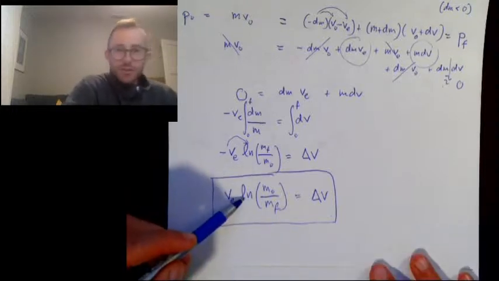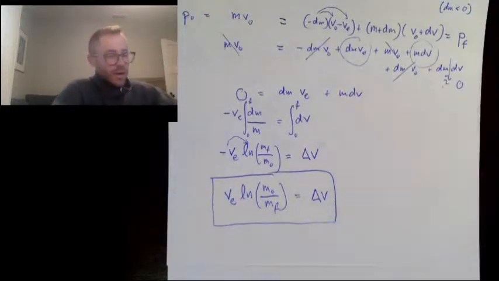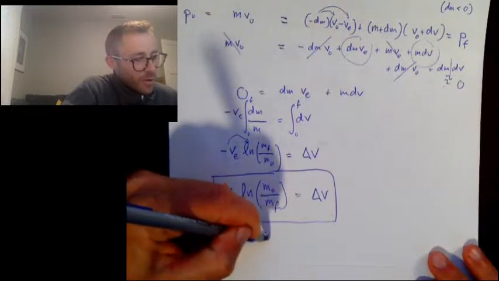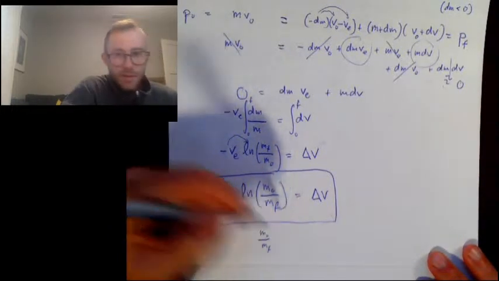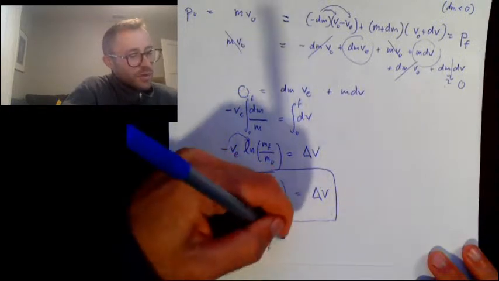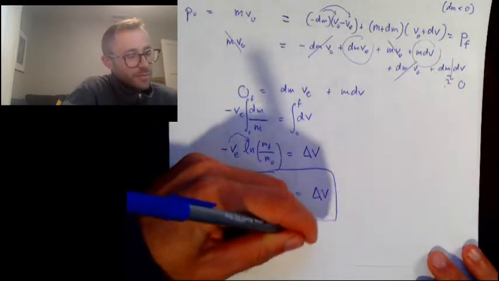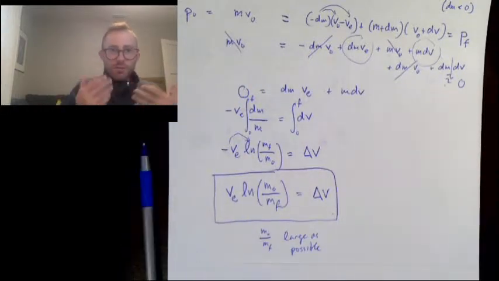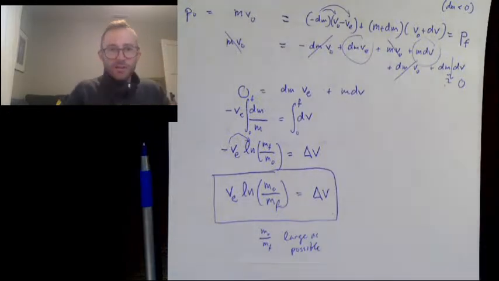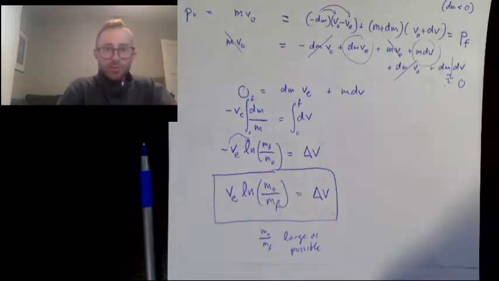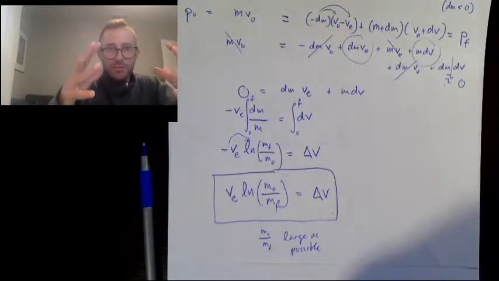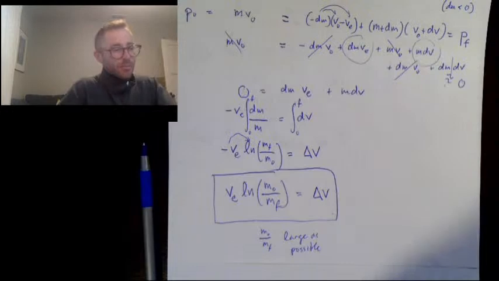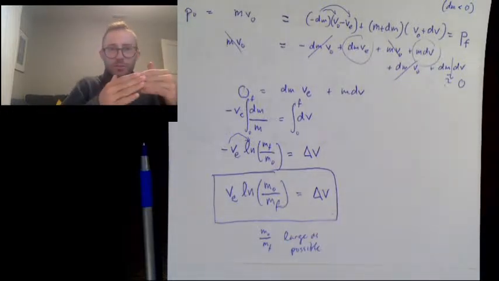Furthermore, natural log is an increasing function, right? So we want m initial over m final to be as large as possible. As the rocket lifts off, or as it executes a maneuver, it's spraying out fuel, and as it sprays out fuel, the mass of the rocket is being reduced. And to get the biggest change in velocity, you reduce the mass by as much as possible.